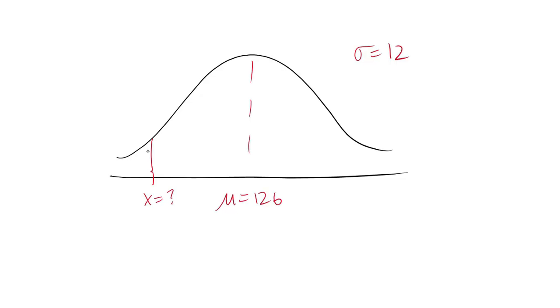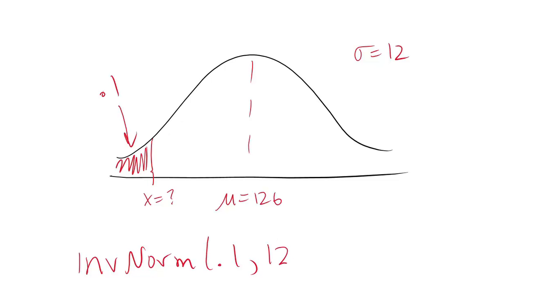And if we're talking about one of the shortest 10% of their shows, then we're given the area to the left. That area to the left is 0.1, 10%. There's no reason to switch to the 90% here because that's already the area to the left. We know the area to the left, we know the mean and the standard deviation. This is what inverse norm is built to do. Inverse norm 0.1, 126, 12. We're anticipating getting an answer smaller than the mean this time because it's going to be one of their shorter concerts, so it's something less than the mean.